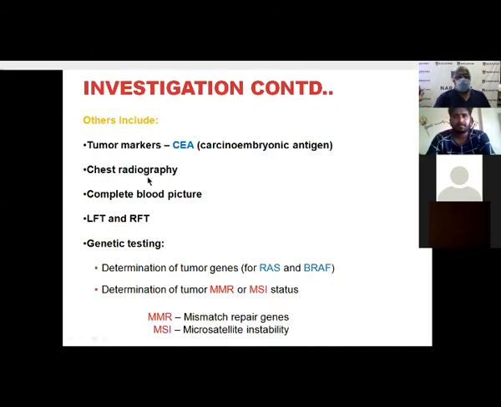Investigation continued. These are the tumor markers; carcinoembryonic antigen is commonly done. Then chest radiography to rule out any cannonball appearance or anything like that. A complete blood picture to find out whether the patient is anemic or not, and whether he requires a preoperative or perioperative blood transfusion. In colon cancer, malignancy per se brings down the immunity and the recurrence rates become high. So it's preferable to give a preoperative blood transfusion and increase the hemoglobin level, then go ahead with surgery.